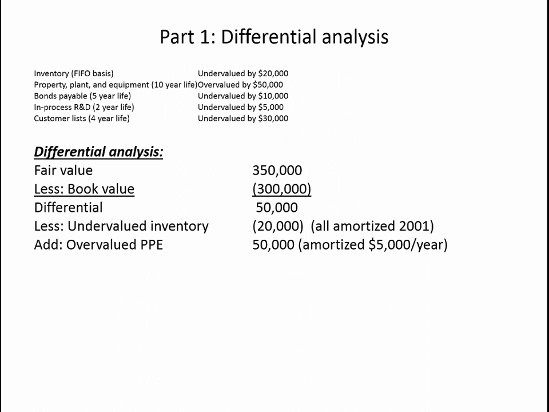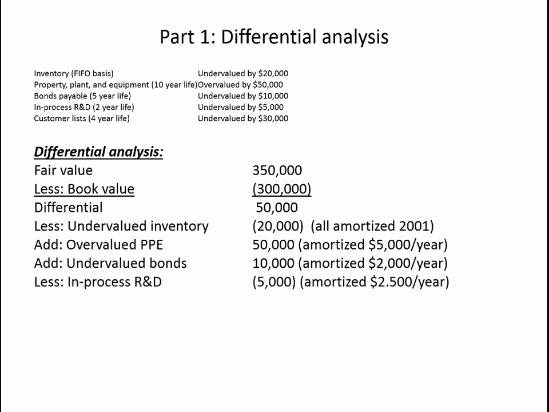Now, as far as the amortization is concerned, for the inventory, we assume a FIFO inventory flow, so all of that will be amortized in the first year. The property, plant, equipment has a 10-year remaining life, so it will be amortized at $5,000 per year. We also need to add our undervalued bonds. Again, we subtract an undervalued asset, we add an undervalued liability, so that $10,000 difference amortized over 5 years will be $2,000 per year.